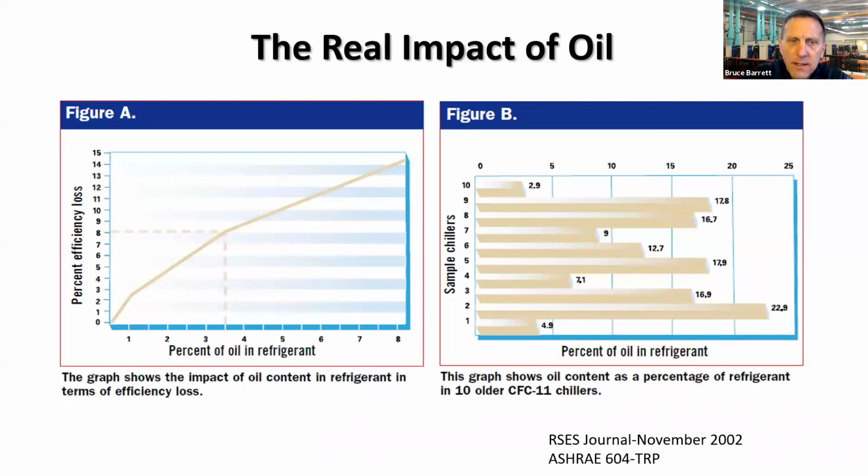What they found in that study, it's almost a 2-to-1. So if you have double the amount of oil that you should have in your system, let's say it's 4%, you're going to have about an 8% impact on efficiency.